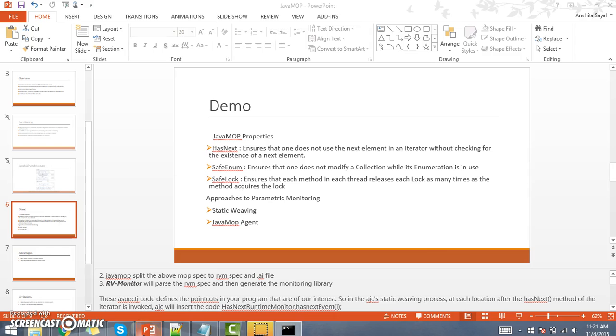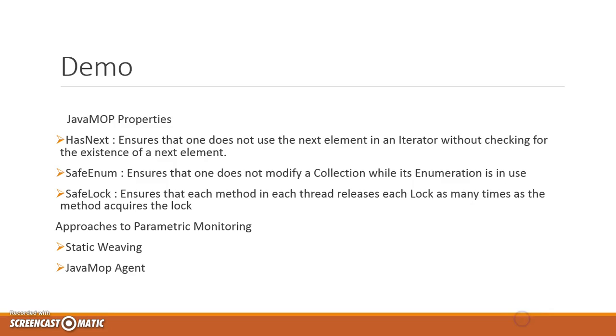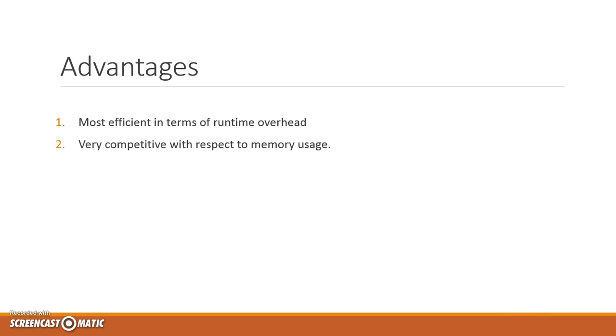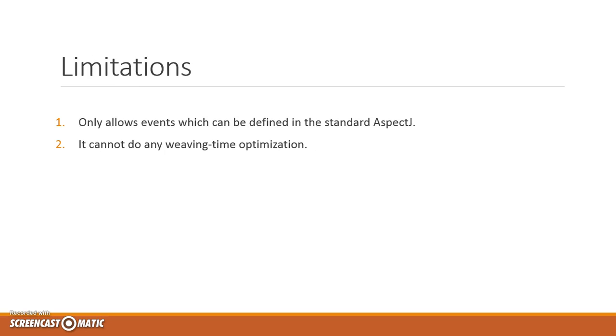Now going back into the presentation, the advantages of using this tool are that there are a lot of parametric monitoring tools on the market, but this one claims to be the most efficient in terms of runtime overhead, and it is very competitive with respect to memory usage. The limitations of the tool are that there is a heavy dependency of JavaMOP on the AspectJ compiler.